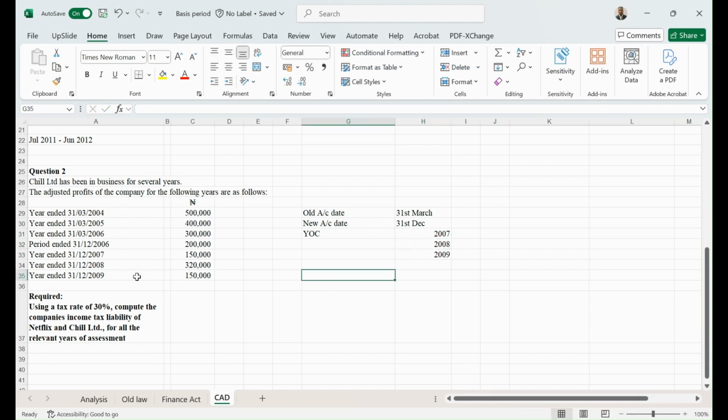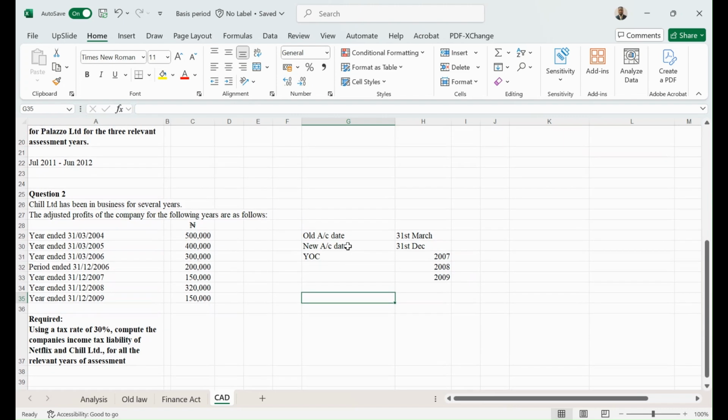All right. So that's where I'm going to stop for this. Look at this question carefully, and based on what we've done here, prepare your adjusted profit and basis period using the old accounting dates and new accounting dates. And let's have your conclusion. You can tell me your results in the comment section. I will respond to you.